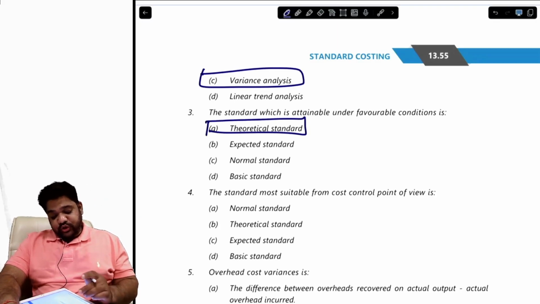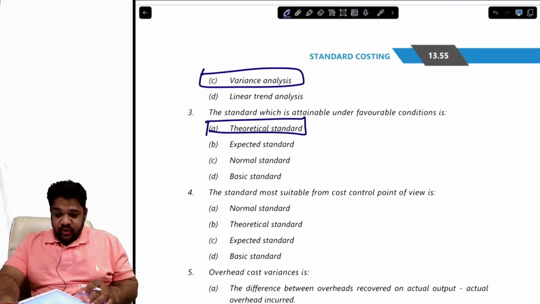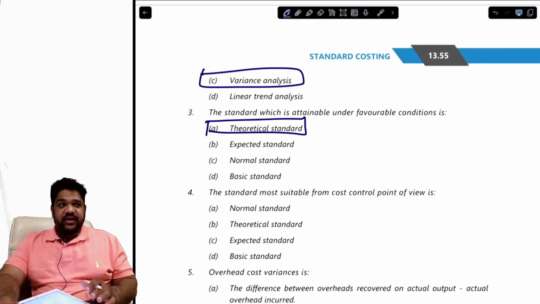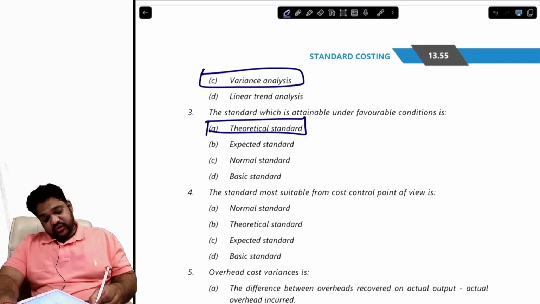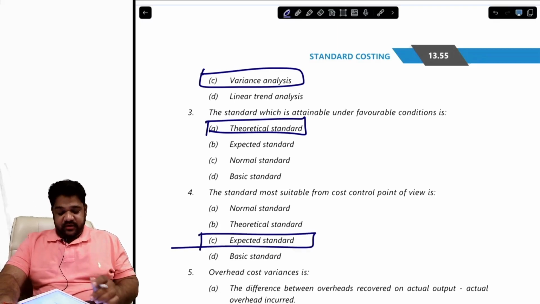The standard most suitable from a cost control point of view. So the most suitable one is what you can expect. So that is your expected standard.